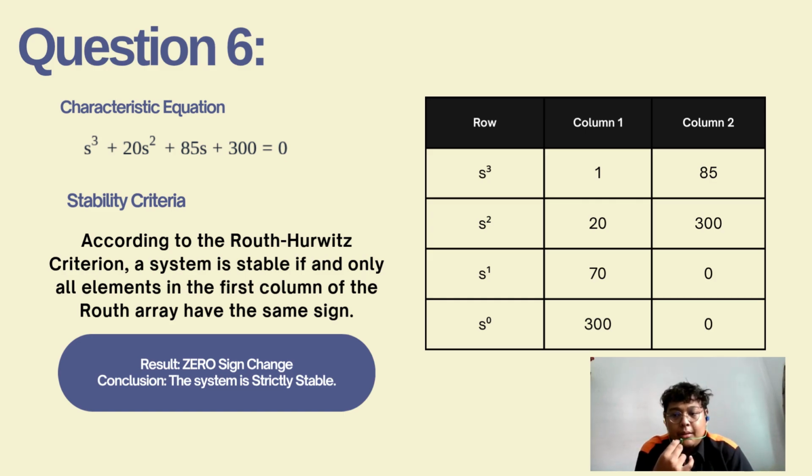As you can see on this table that I have done, we fill in the first two rows using the equation coefficients. When we calculate the remaining values for s to the power of 1 and s to the power of 0, the calculation gave us values of 70 and 300. The crucial step is evaluating the first column of the array, because all the numbers in the first column, 1, 20, 70, and 300, are strictly positive and there are zero sign changes. We know there are no poles in the right half of the s-plane. Therefore, we can conclude that our control system is strictly stable.